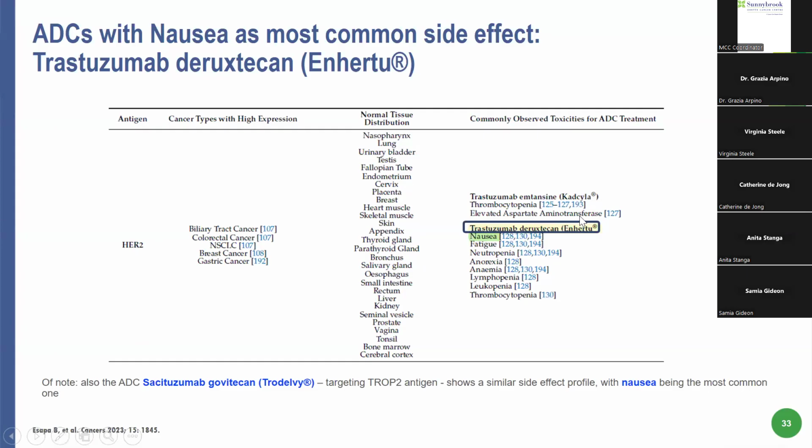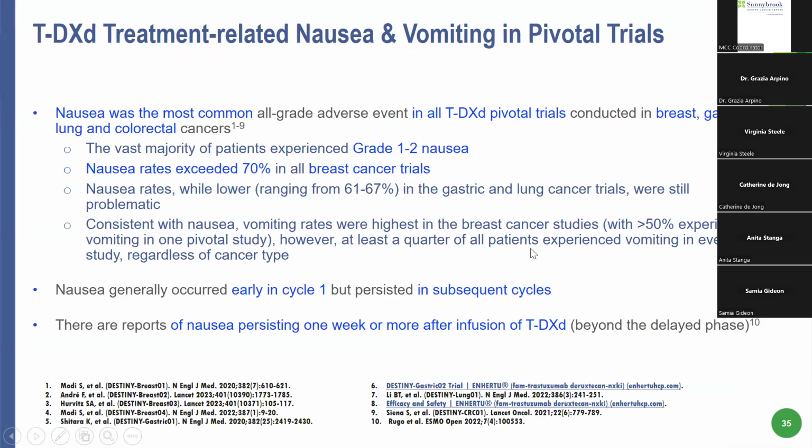And looking at a survey of patients treated with trastuzumab deruxtecan, nausea is one of the first side effects and adverse events that have been recorded in the clinical trials. So the vast majority of patients experience low-grade nausea, which is grade 1, grade 2, and nausea is more than 70% in breast cancer, ranging from 60 to 67% in gastric and lung cancer trials.